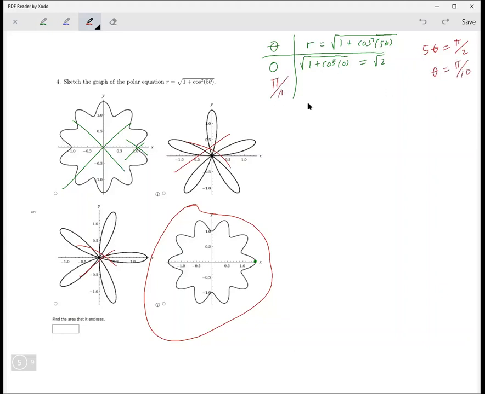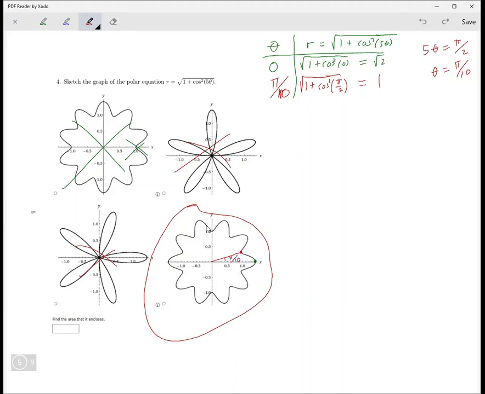So if you go to pi over 10 here, then when you put that in here, you're taking the square root of 1 plus cosine squared of pi over 2. And that's a really bad drawing there. And cosine of pi over 2 is 0, so that's just going to be 1. Square root of 1, which is 1. Okay, so now it's going to be this angle here. That's going to be pi over 10, that angle right there. And we'll give you that point there.